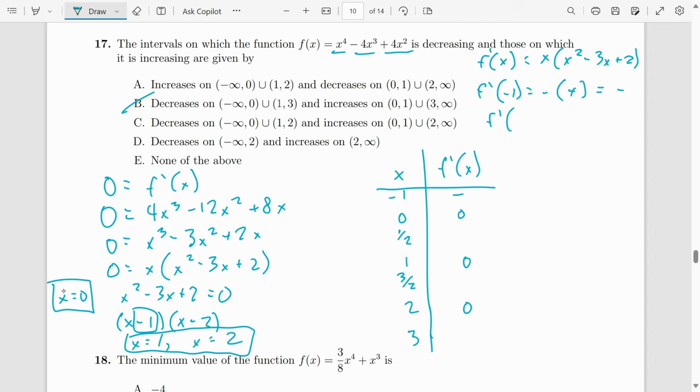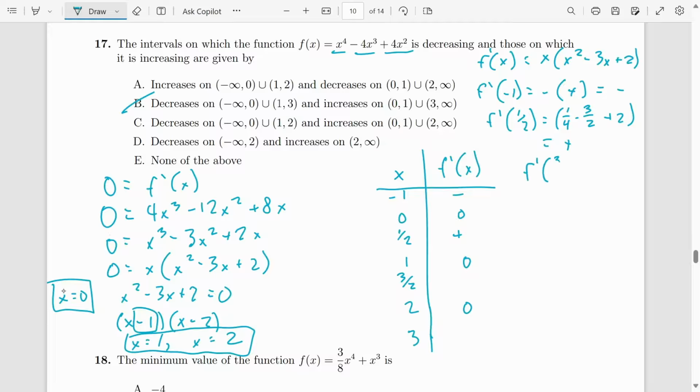Now, f prime of a half equals, on the outside it's going to be positive. On the inside it's going to be a fourth minus 3 halves plus 2. That's too much to do all in my brain. A fourth minus 3 halves. Ugh, this is nasty. Well, 3 halves minus a fourth is 5 fourths. So this is going to be negative 5 fourths plus 2, which is positive. So f prime of a half is positive.